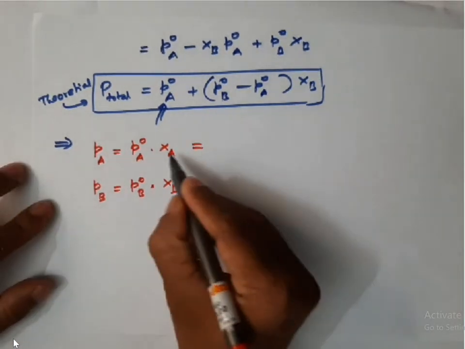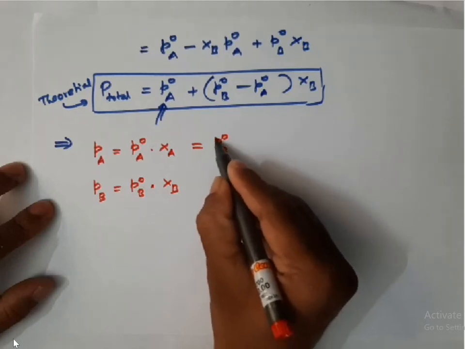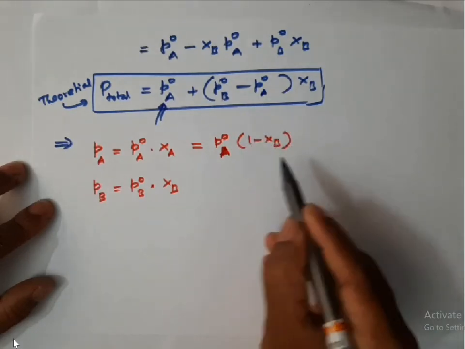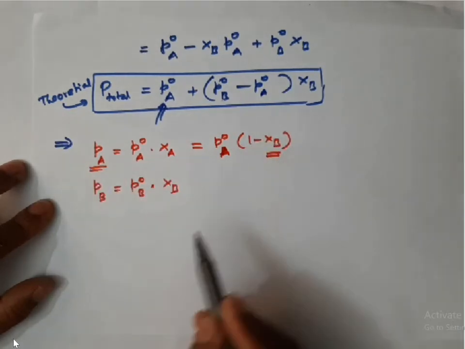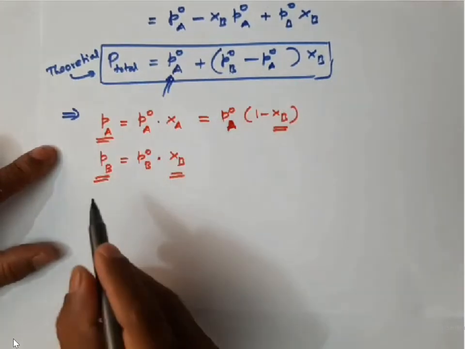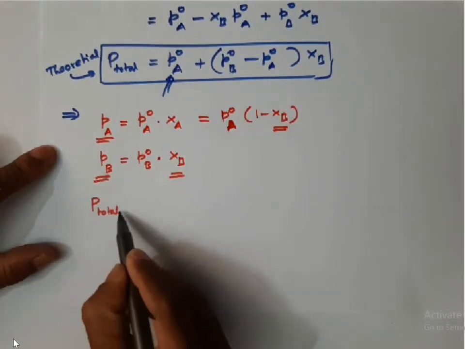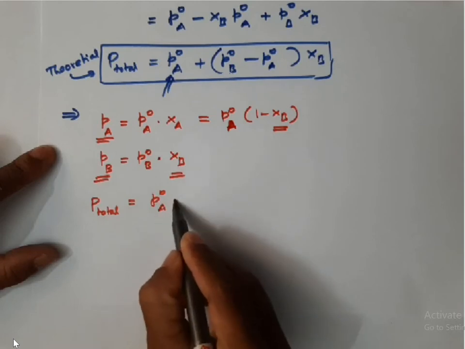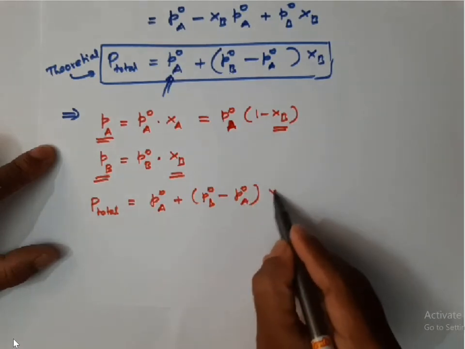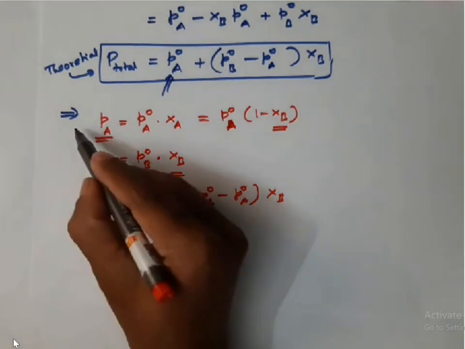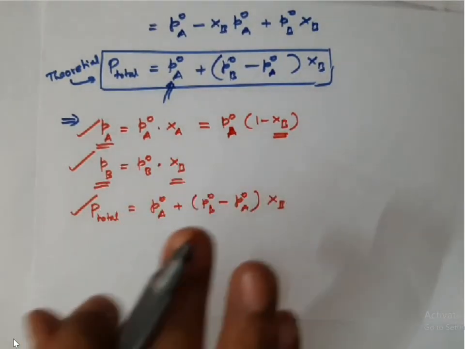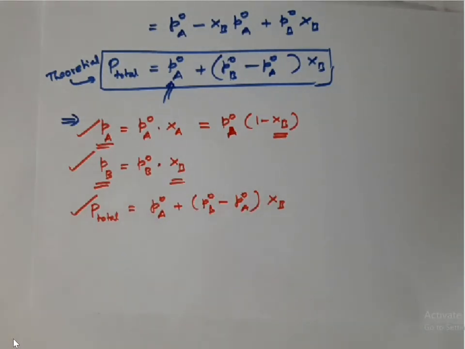I can also write this in terms of B. How? I'll keep this P naught A as such, and I'll replace this XA as 1 minus XB. So that vapor pressure is related with the mole fraction of B alone. Similarly, we had seen that theoretical total vapor pressure is equal to P naught A plus P naught B minus P naught A into XB. So we have three equations. All these equations appear like straight line equations. They are all equations of a straight line.